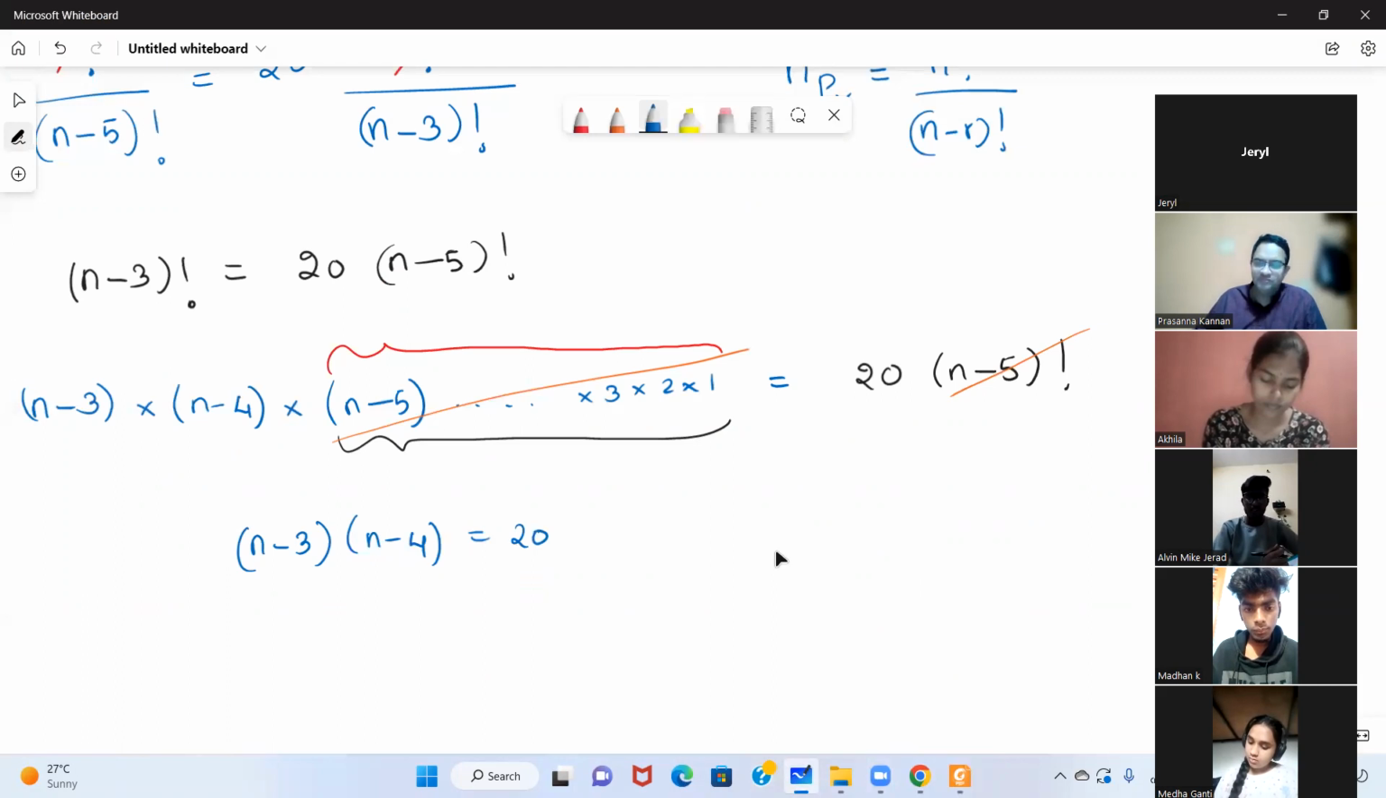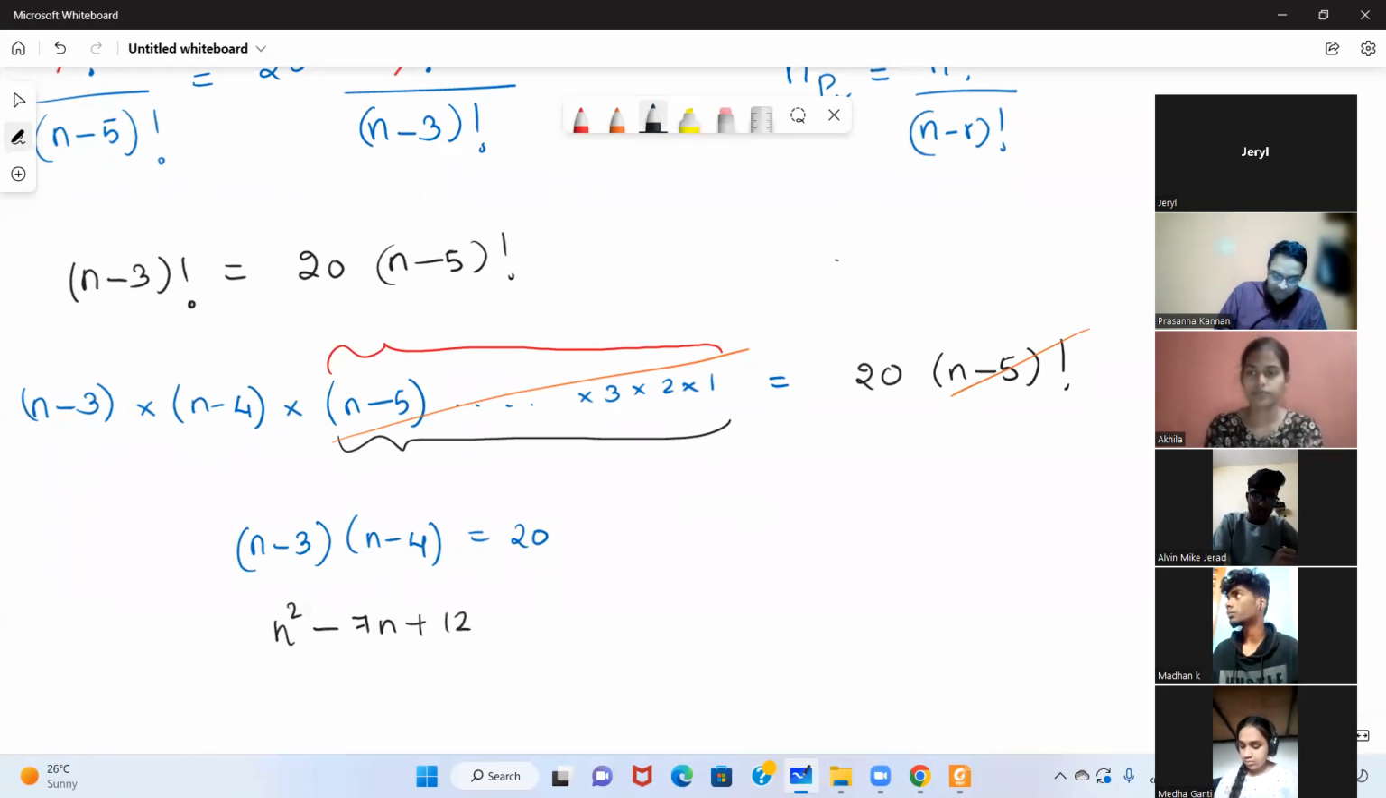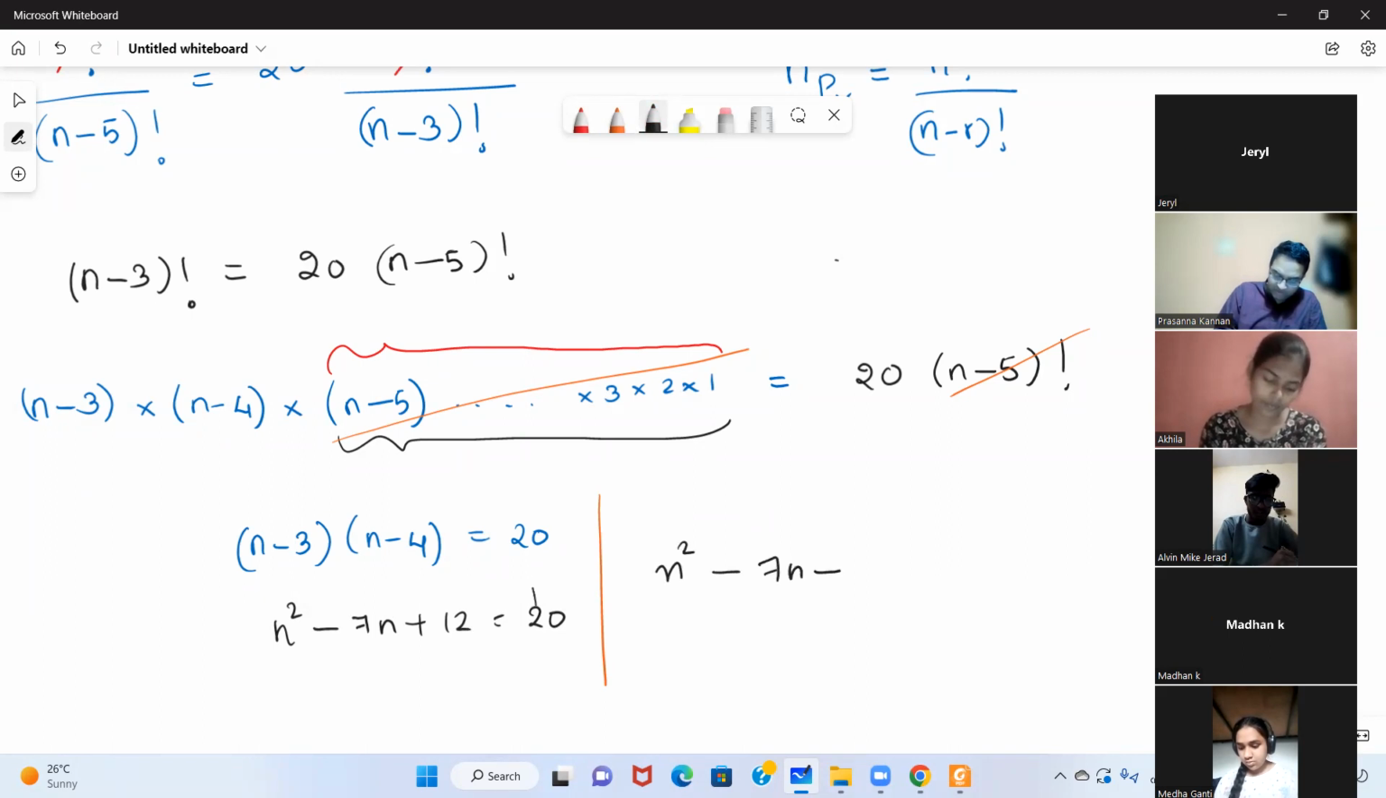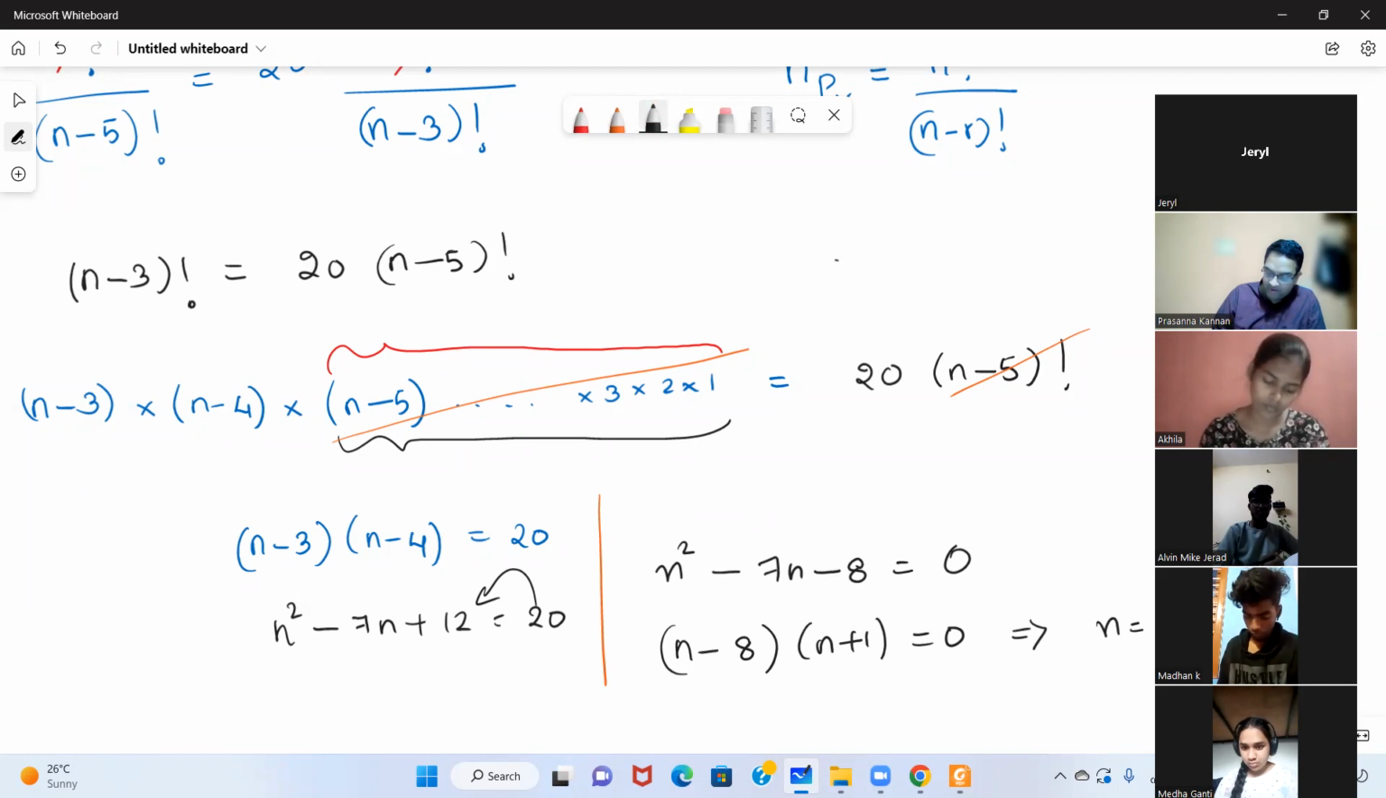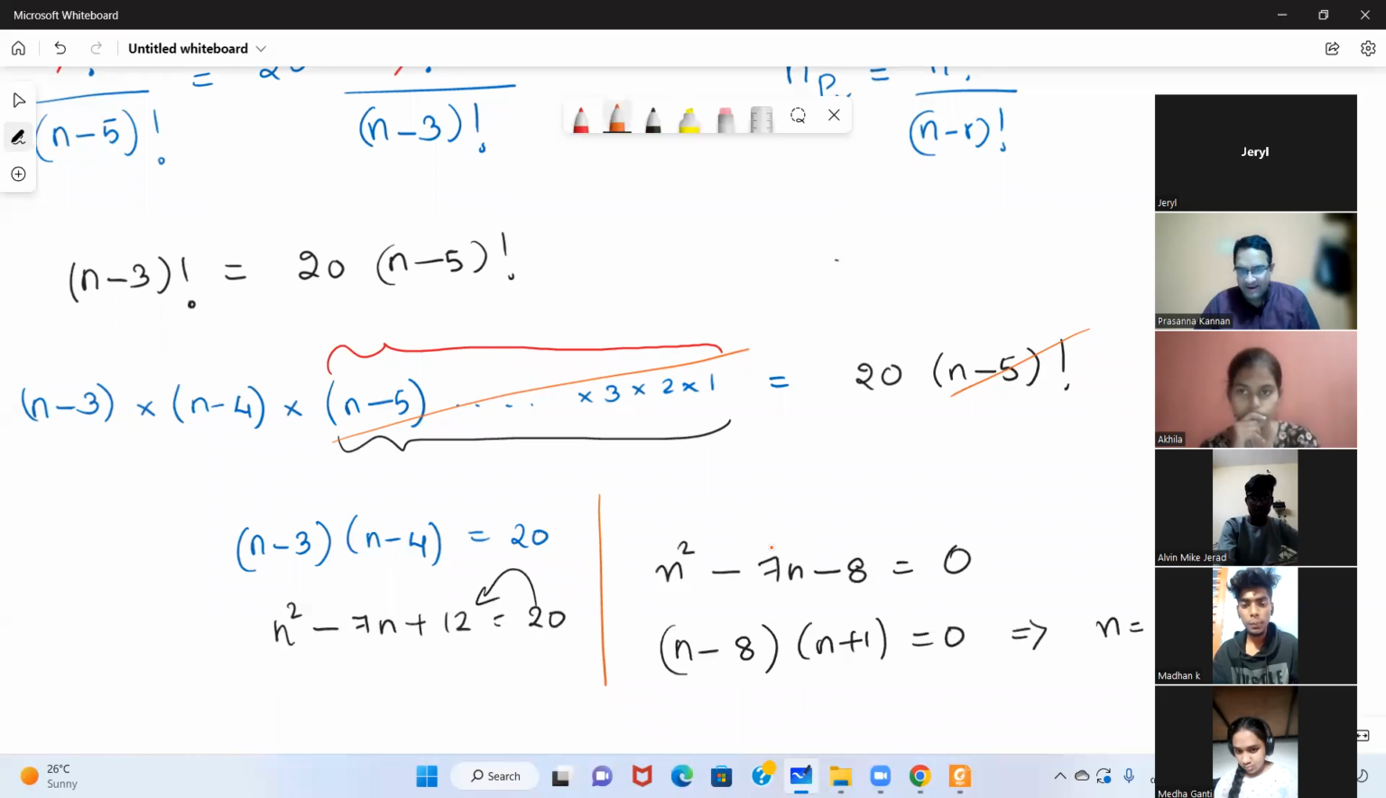Is it clear, everyone? Or else you would have solved it using the quadratic method, right? In a PO, you would solve it like that. n square minus 7n plus 12 equals 20. You can bring this 20 this side, so it will become 12 minus 20, which is minus 8. So this will be n minus 8 into n plus 1 equals 0, which means n is either minus 1 or 8. And n cannot be negative. So n is certainly 8.